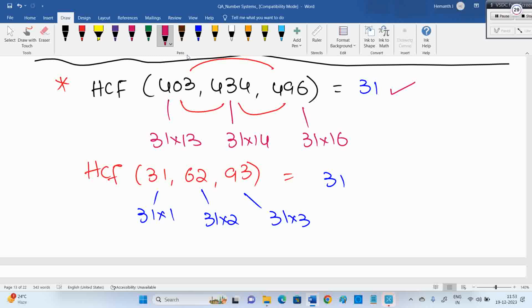In HCF, one number is dividing the group. This 31 should divide all these numbers. If that is not happening, that is not the HCF. That's what we discussed as the shortcut in the previous session. In LCM, the group should divide that one number. In HCF, the answer should divide the given group of numbers. That's why I said HCF is less than or equal to the given numbers.